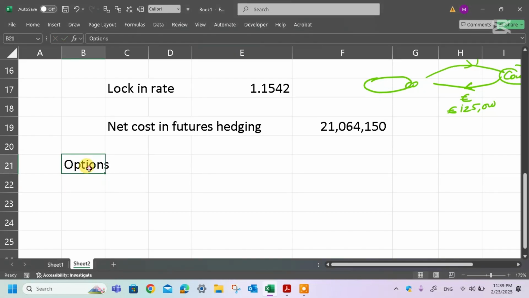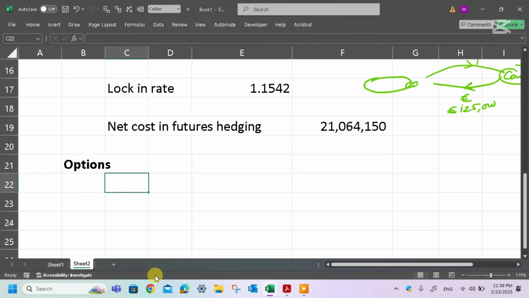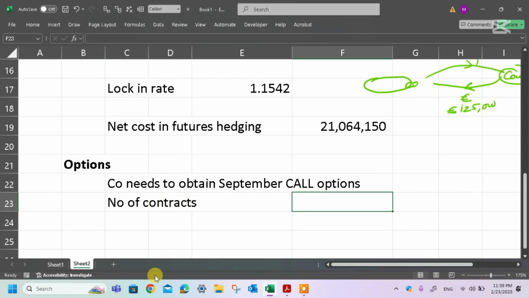Options. If futures, if you said buy here, in options you're going to say call option. If futures were to sell initially, then you need put options. Here let's say company needs to purchase or obtain September call options. Number of contracts, same, we already found it.